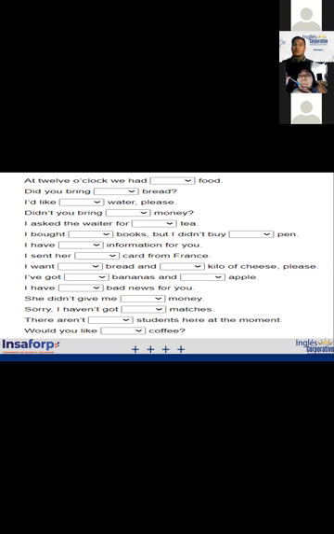Some food. ¿Por qué utilizamos some? Does any of you know? Exactly. Ahí está la respuesta. Very good. What about number two?